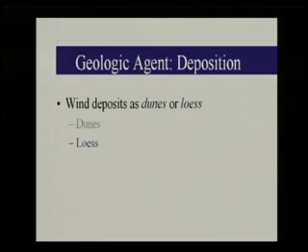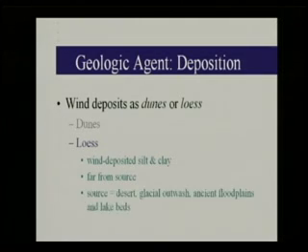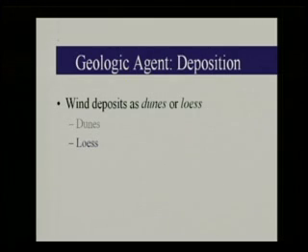Okay, now we're going to move on to the L word, loess. Loess, unlike a sand dune, is wind-deposited silt and clay. So we're looking at the finer particles, and how were these transported? These were transported in suspension. So as a result, loess is deposited fairly far from the source of the silt and the clay. The source can be a desert, it can be glacial outwash, wind-blown silt and clay from ancient floodplains and ancient lake beds that have now dried up.